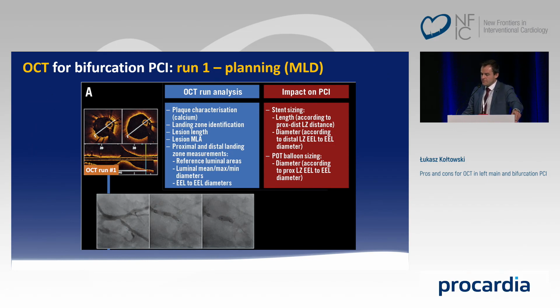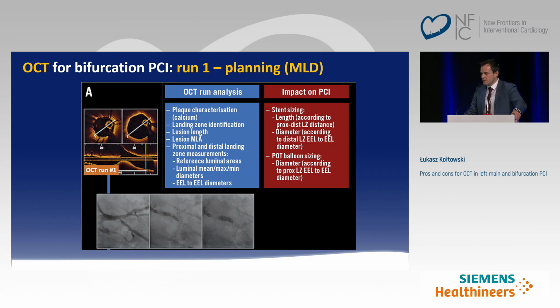And I think a very important thing is not just to use imaging for showing how beautifully we've done the job, but actually for planning. As we plan, we can expect to understand the plaque characteristics, the landing zone, the length of the lesion, the MLA, and the proximal and distal landing zones. And that will impact our stent sizing. That will impact also our choice of the POT balloon sizing.